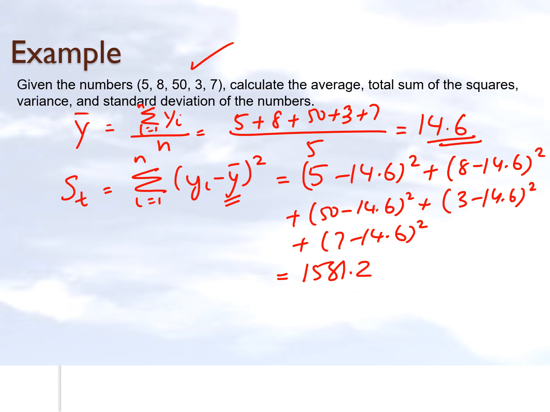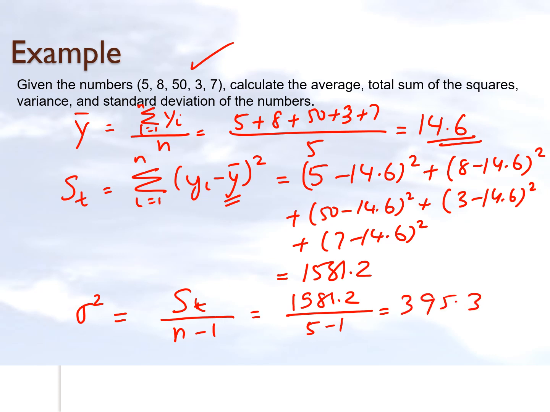The next one which you have to calculate is the variance, which is denoted by sigma squared. That is nothing but the total sum of the squares divided by n minus 1. So we have 1581.2, and since we have 5 data points, we use 5 minus 1, and the value which you get is 395.3. And the last quantity which you have to calculate is simply the standard deviation, which is the positive square root of sigma squared, which is the variance. So there will be the square root of 395.3, and this number turns out to be 19.88.